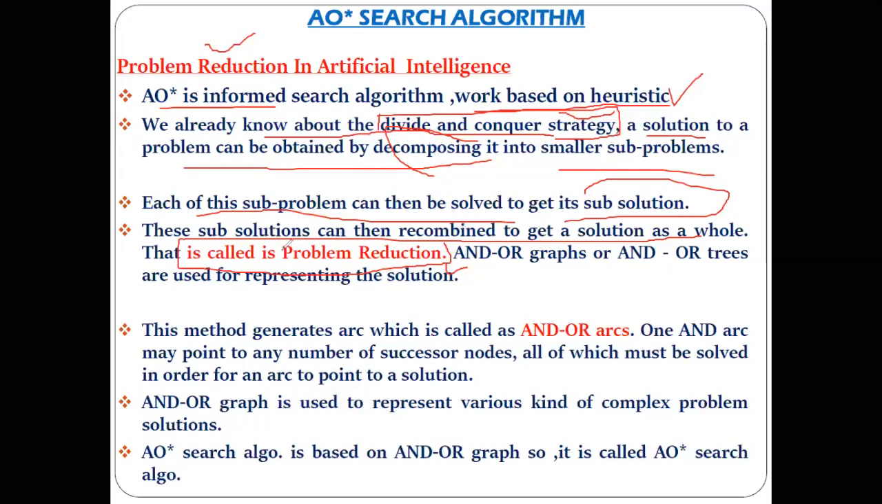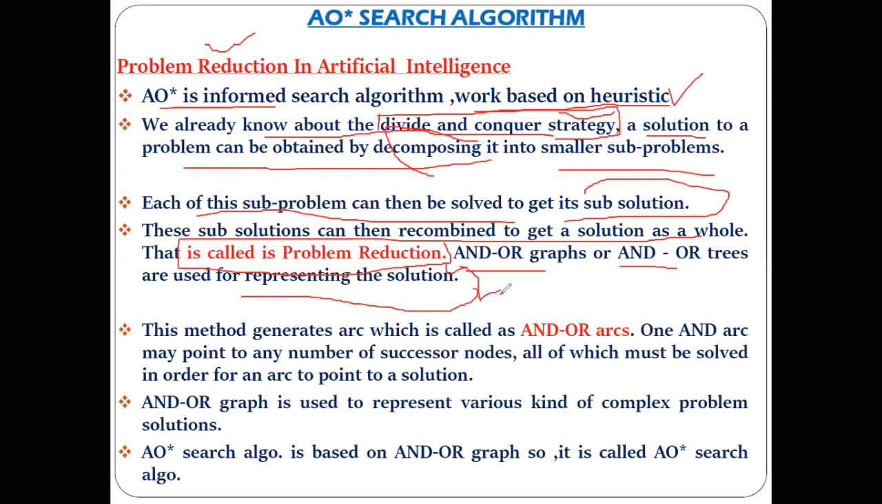Yes, sir. So divide and conquer and problem reduction is the same concept. Okay. Now what is that? What we are trying to relate here? Now in this divide and conquer strategy, or the problem reduction strategy, we are dividing the main problem into a number of sub problems, and to those sub problems we are trying to find the sub solutions, and then lastly we are combining those sub solutions to form one whole solution. Okay, now the AND OR graph or this AND OR tree is used to represent the solutions that we are getting.